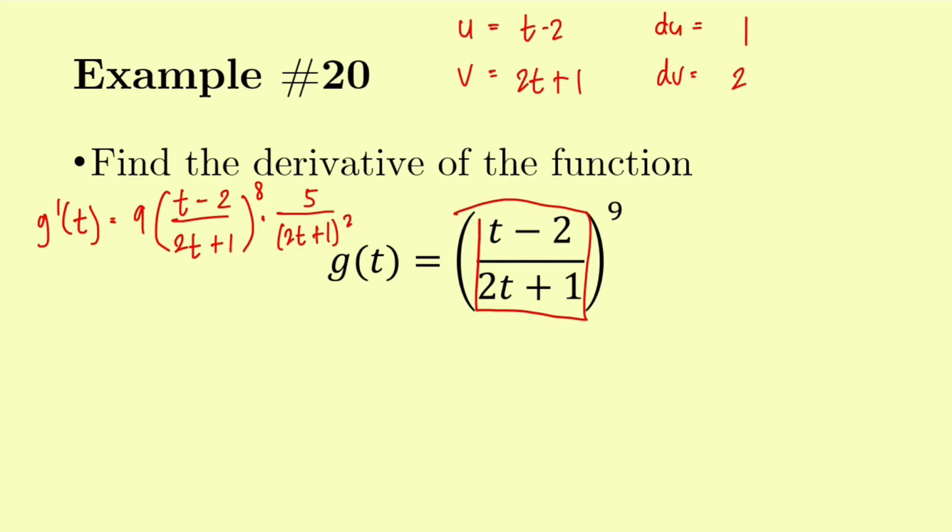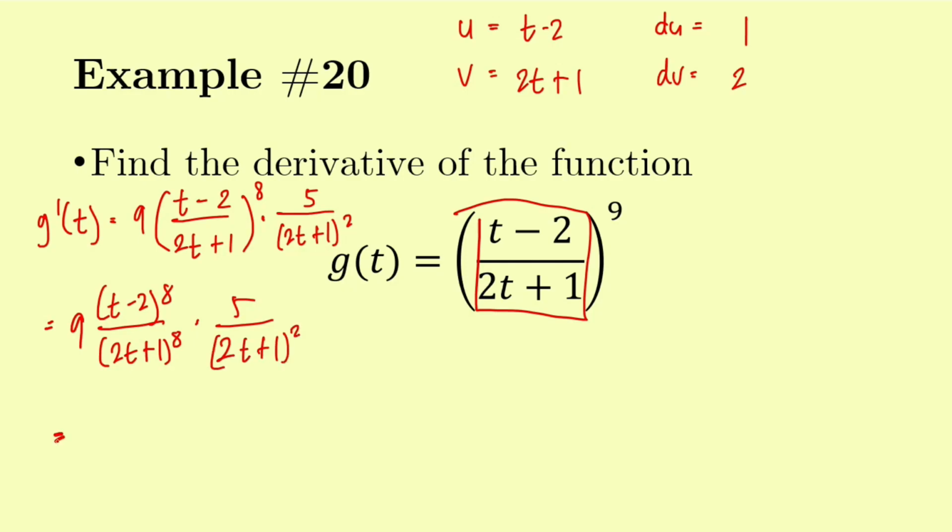That means you end up with 45, kasi 9 times 5 is 45. And then, multiplying it doon sa, ano. Sige, let us split. 9 times t minus 2 raised to 8 over 2t plus 1 raised to 8, multiplied by 5 over 2t plus 1 squared.